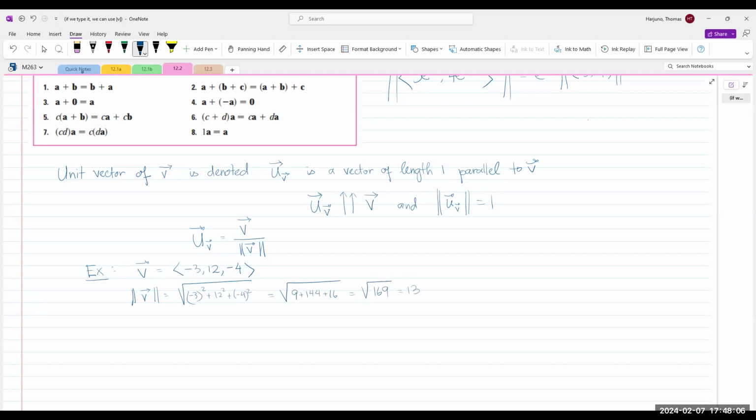Which is 13. So the unit vector for vector v is basically that vector v divided by its own length, which we usually write as a fraction. Okay, and you can try to compute the magnitude of this unit vector. You will find that the length is actually 1.